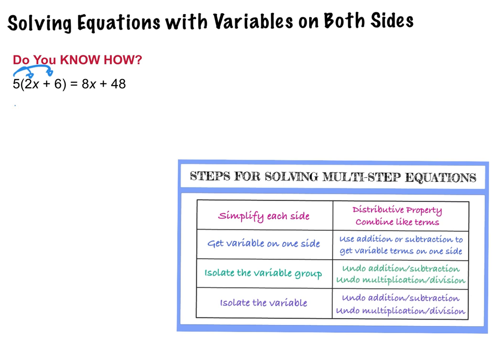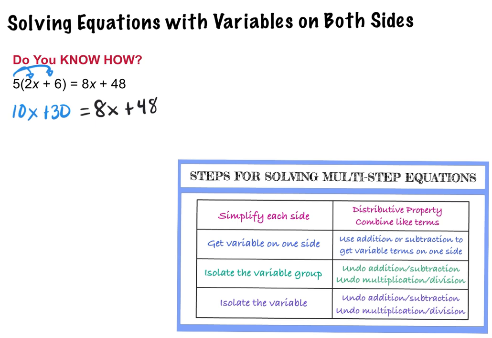So 5 times 2 is 10. We keep the x. 5 times 6 is 30. Positive 30. So we put plus 30. Next, you will want to make sure that there are no like terms that you need to combine. In this case, we do not have any like terms on separate sides of the equation.